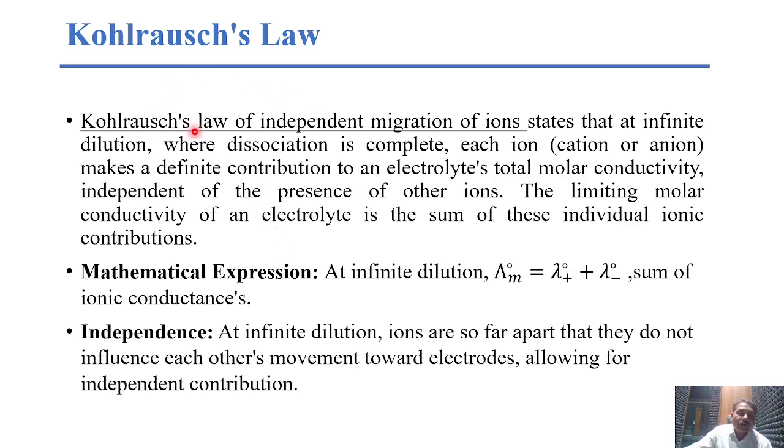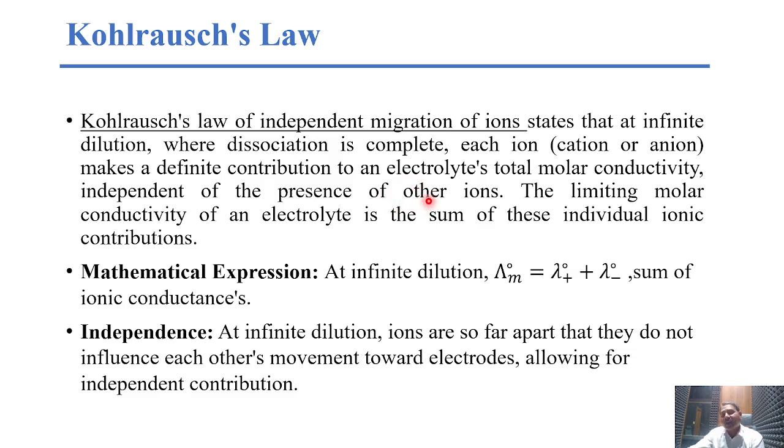Kohlrausch law of independent migration of ions states that at infinite dilution, where dissociation is complete, each ion, be it cation or anion, makes a definite contribution to an electrolyte's total molar conductivity, independent of the presence of other ions. The limiting molar conductivity of an electrolyte is the sum of these individual ionic contributions. So according to this law, at zero concentration or at infinite dilution, each ion has its own contribution towards the conductance, and it does not depend on the concentration of the partner ion.